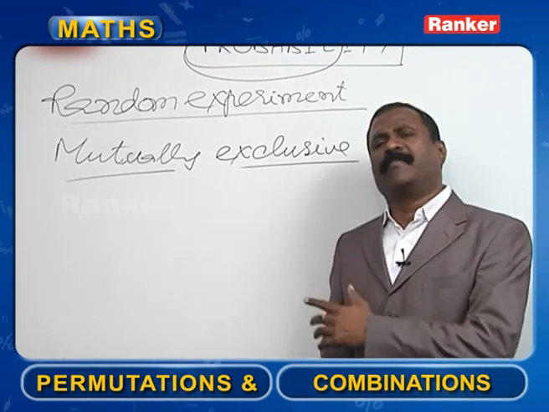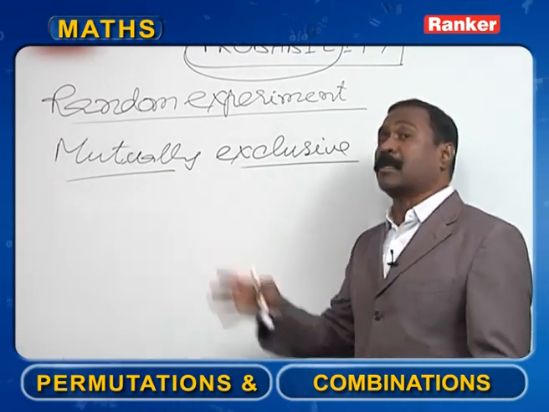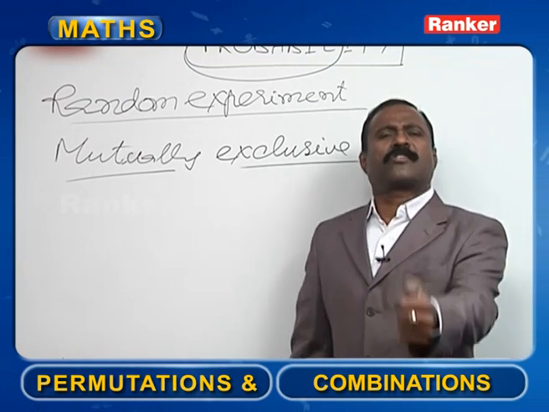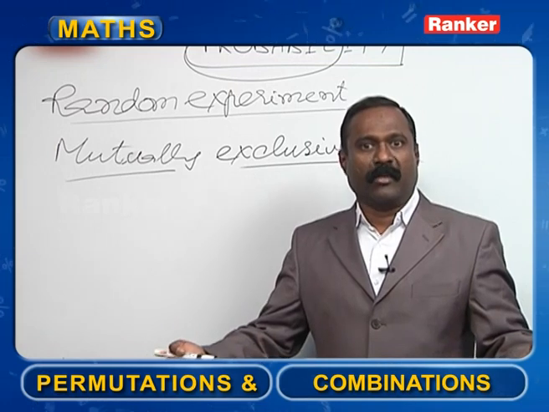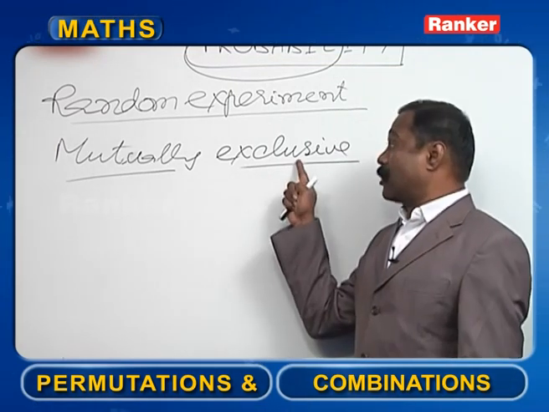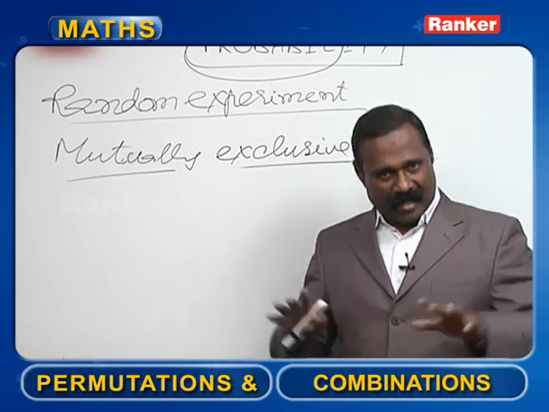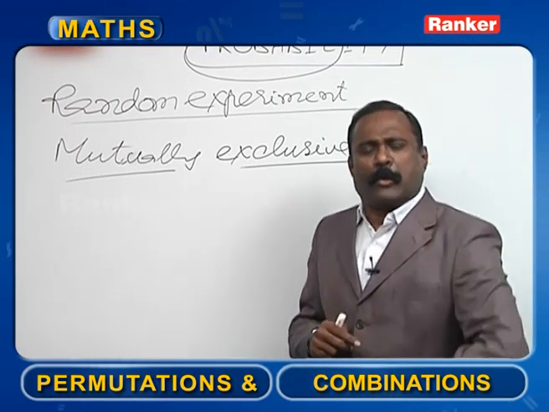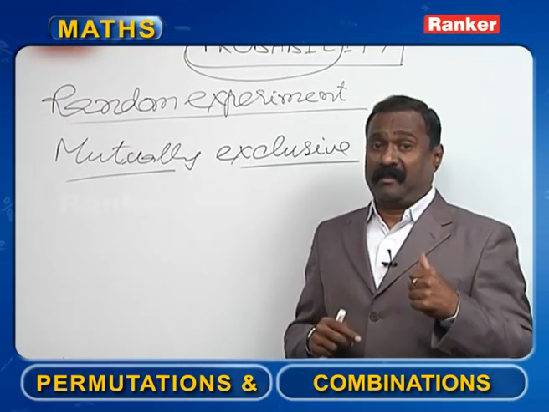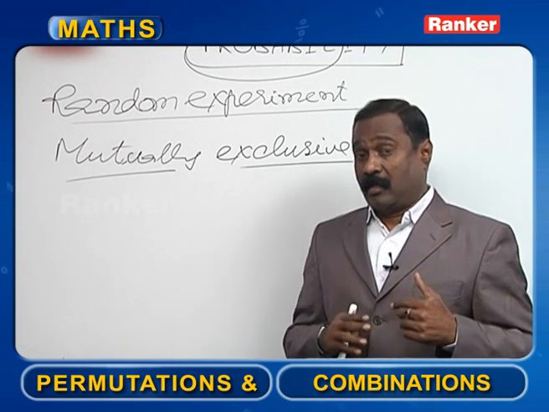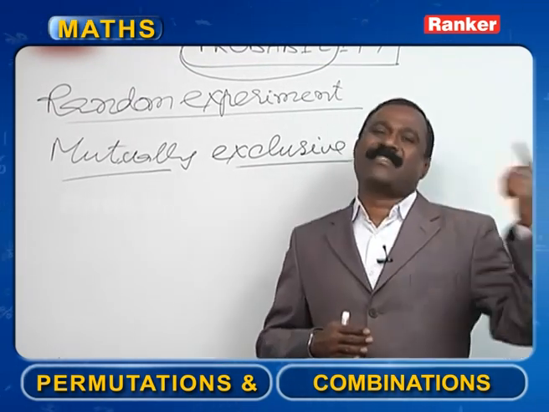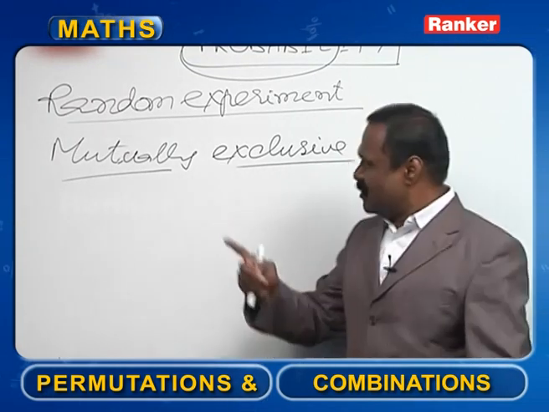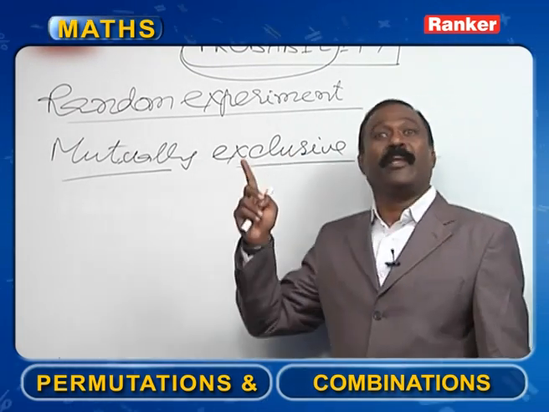Mutually exclusive, the name itself gives the meaning. If I toss the coin and I have got head, there is no question of getting a tail, because the occurrence of head excludes the occurrence of tail. Understand it? If I throw the die and I have got number 3, then getting number 3 excludes the happening of 1, 2, 4, 5, 6. That is nothing but mutually exclusive events.